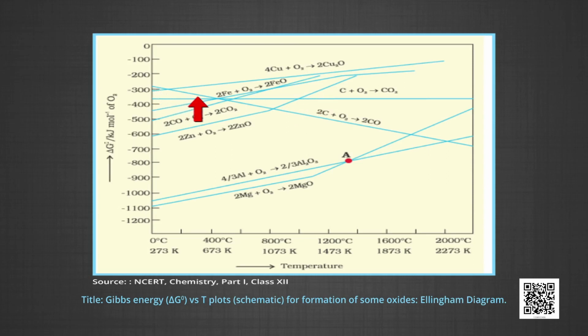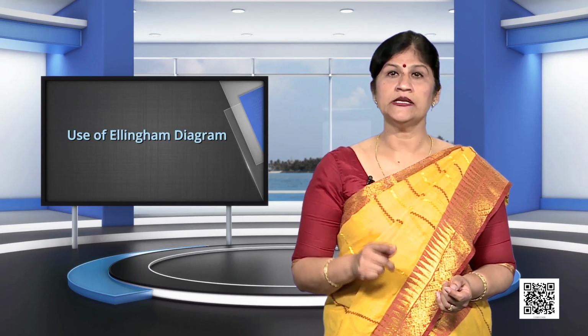After that point, the delta G naught formation value becomes more negative for the combined process, including the reduction of the metal oxide. The difference in the two delta G naught formation values after that point determines whether reduction of the oxide of the upper line is feasible by the element represented by the lower line. If the difference is large, the reduction is easier.